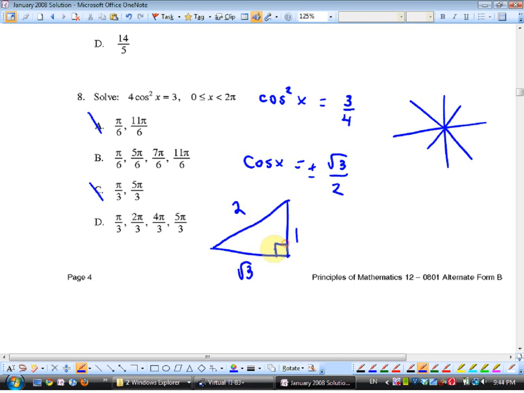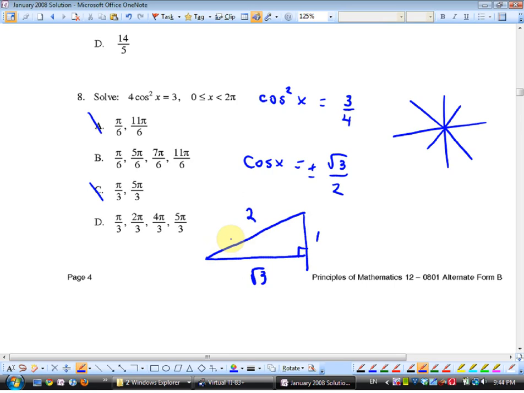root 3 triangle. Which of these is a cosine of root 3 over 2, the bottom angle or the top angle? You know what? I've always told you guys to draw this very elongated so it's clear which is the smaller one and which is the bigger one. So why don't I model that? 1, 2, root 3. This is the one that has a cosine of root 3 over 2, and it's a reference angle of pi by 6.